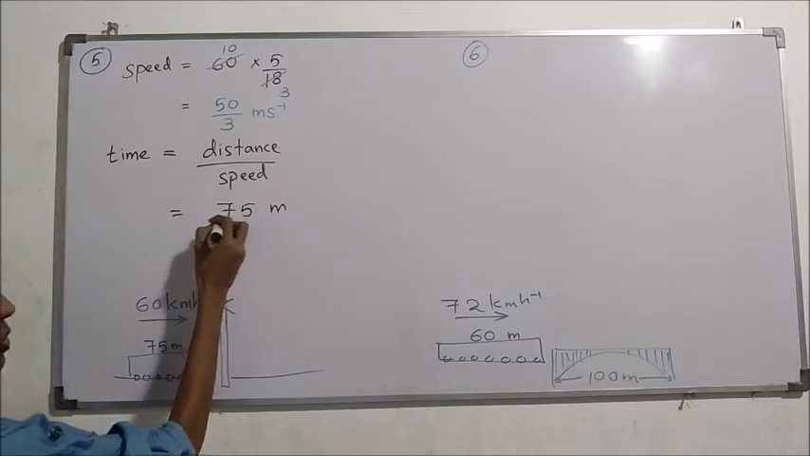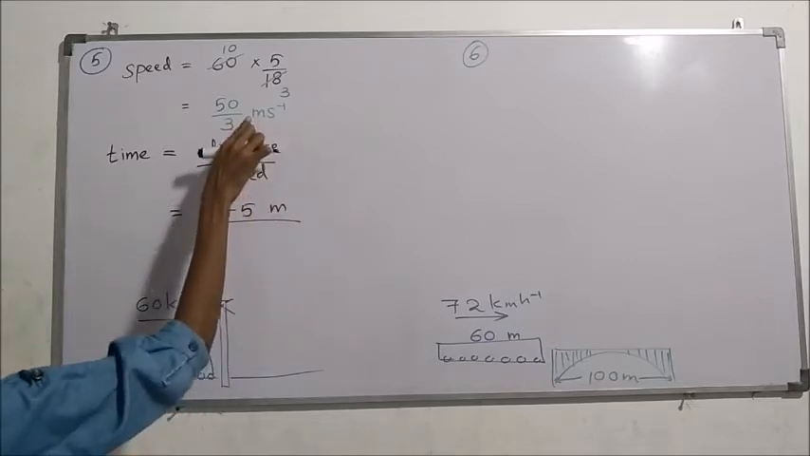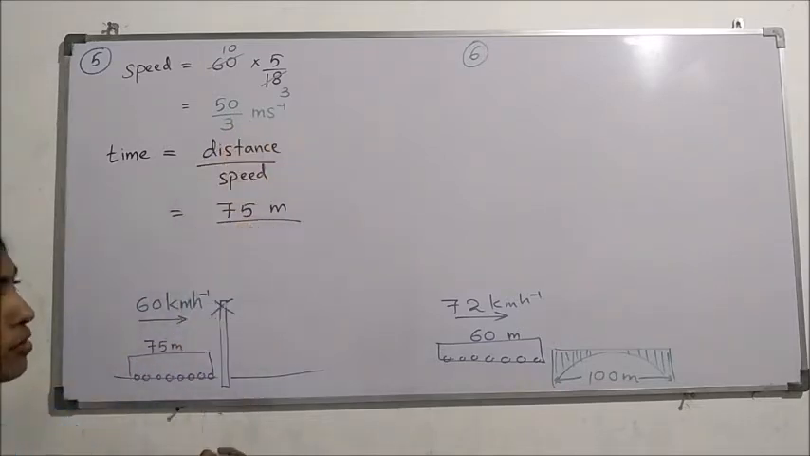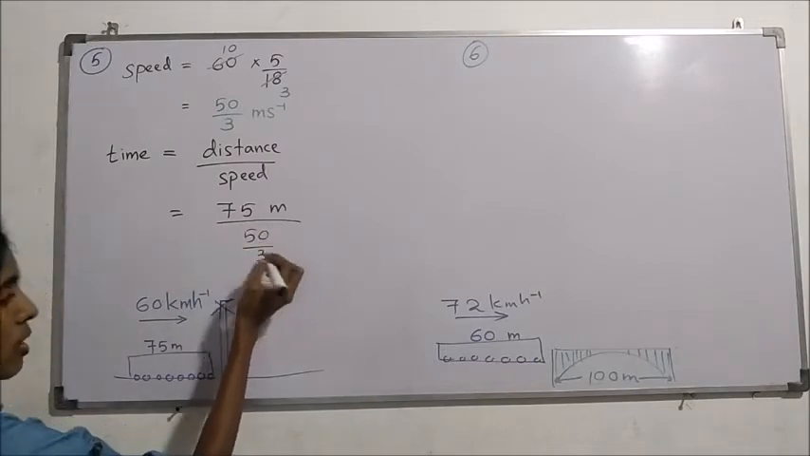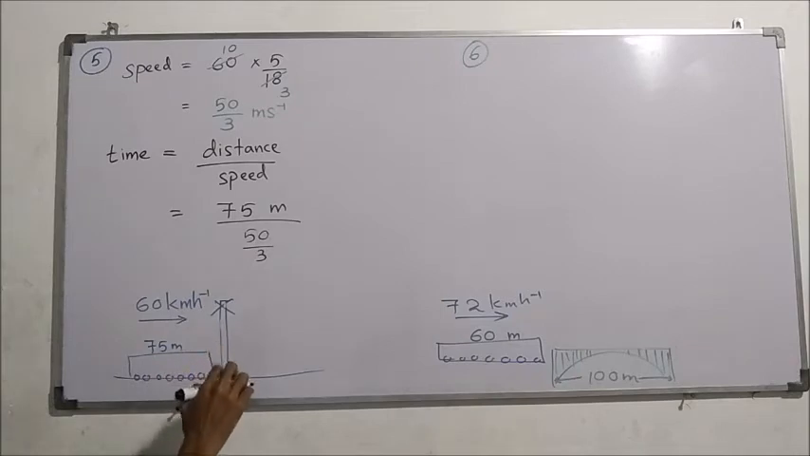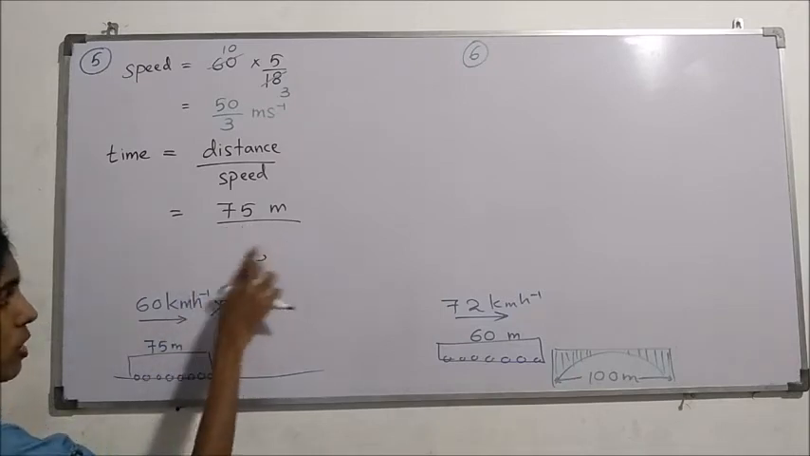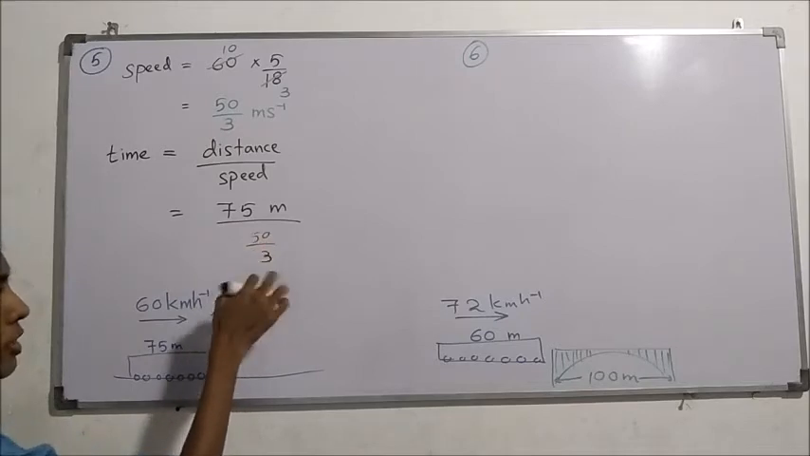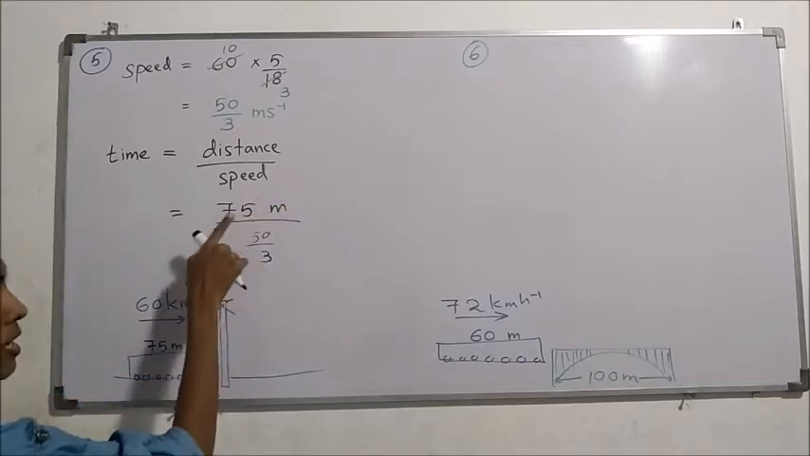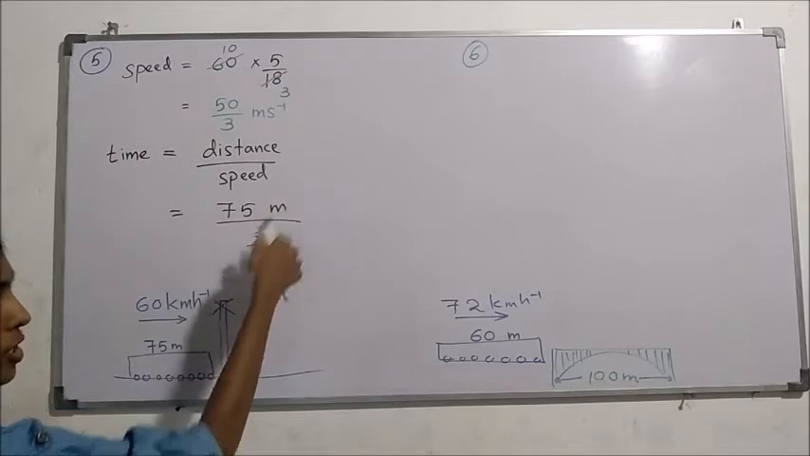I am writing the units also. And what is the speed that we have converted? 50 over 3. Right, when you write 50 over 3, it is a fraction of another fraction, so you can think like this. Usually two denominators can be kept. So simply, you can bring this 3 up, that means 75 multiplied by 3 divided by 50.